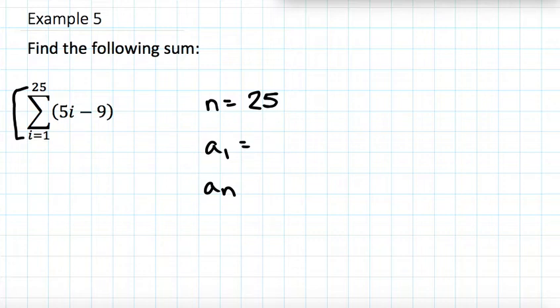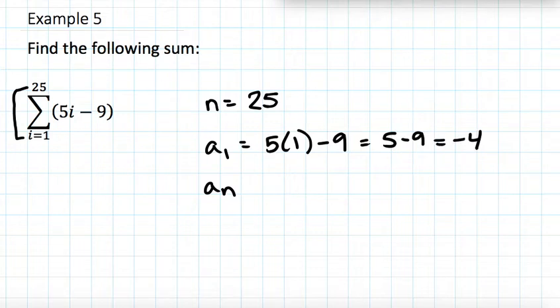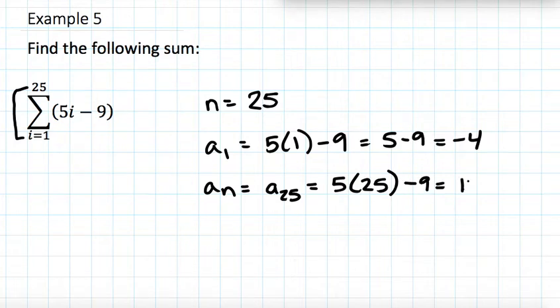My first term, I would plug in 1 for i. 5 times 1 minus 9 is negative 4. And then a sub n is going to be a sub 25. And now I can get that more easily in this problem because all I need to do is plug in 25 for i. So 5 times 25 minus 9 is 125 minus 9, which equals 116.